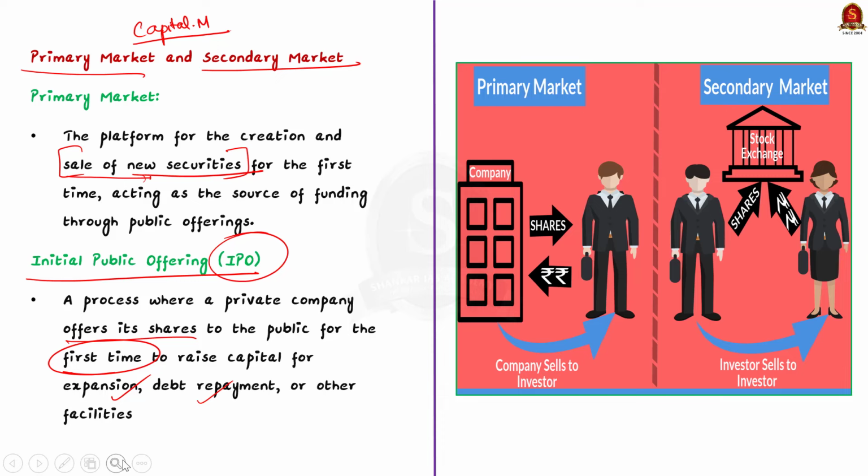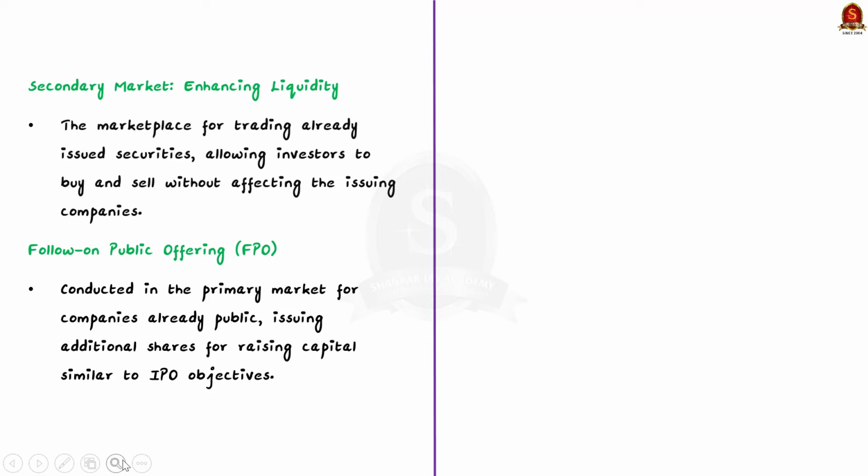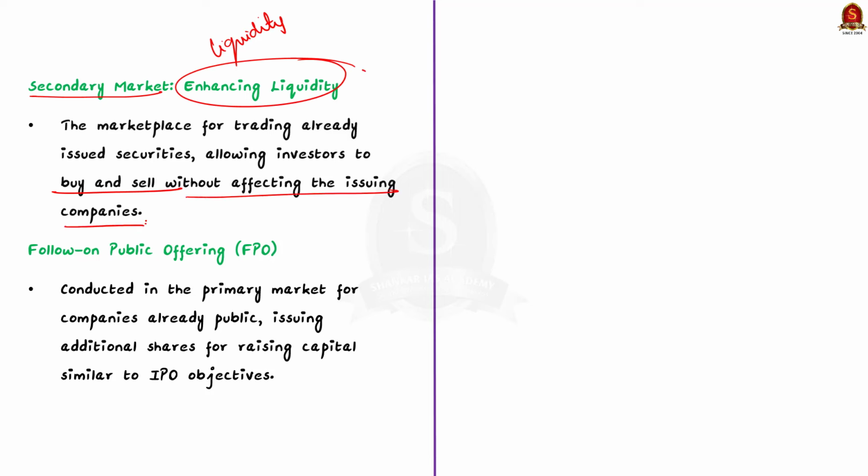After securities are sold in the primary market, they move to the secondary market. This is where buying and selling of securities which are already issued takes place. The secondary market is important because it provides liquidity, allowing investors to buy and sell securities without impacting the issuing companies directly. So this is where the follow-on public offering comes in, that is FPO.